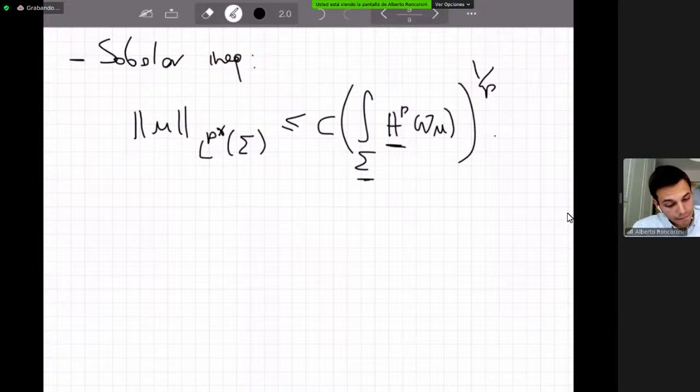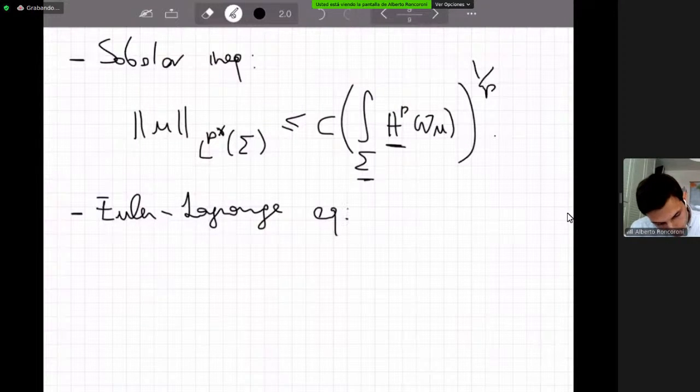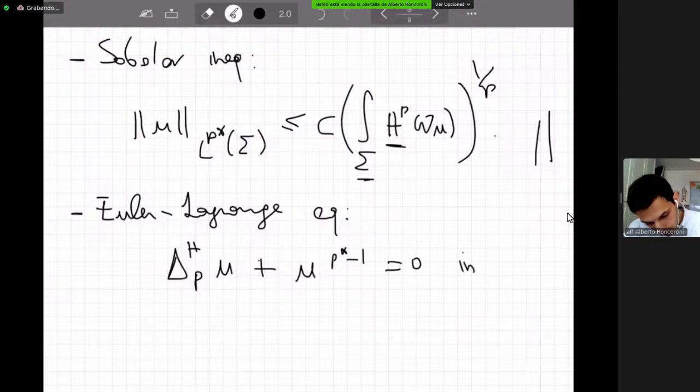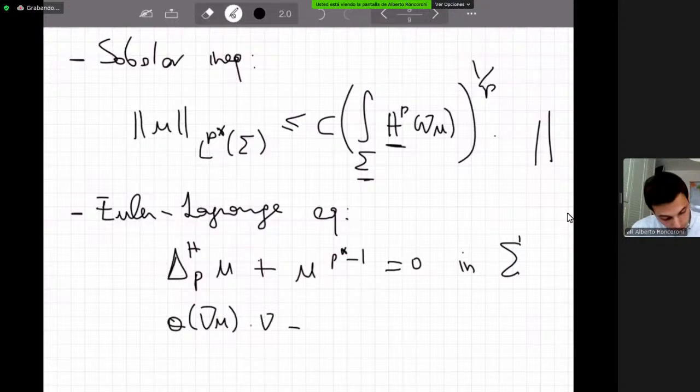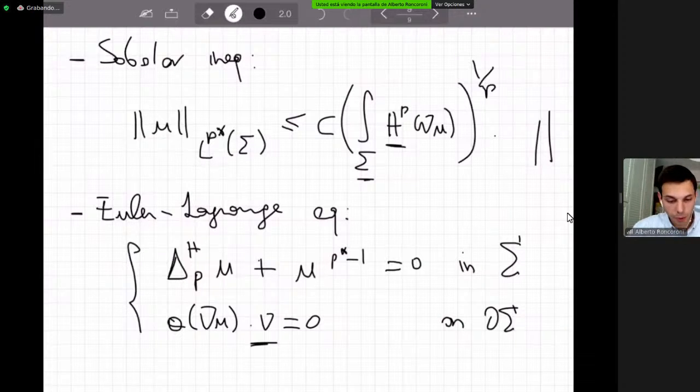already in the literature, and the corresponding Euler-Lagrange equation: if we are in Euclidean space with the Euclidean norm, then the Euler-Lagrange equation is the critical p-Laplace equation, as I showed you before. If one considers this new Sobolev inequality, then the problem becomes the following. We always have a p-Laplace type operator, but it is the p-Laplace with respect to this new norm h, of u plus u to the power p star minus 1 equals 0 in the cone. And since we have a boundary, there is a homogeneous Neumann boundary condition on the boundary of the cone, where this is the outer normal to the cone.